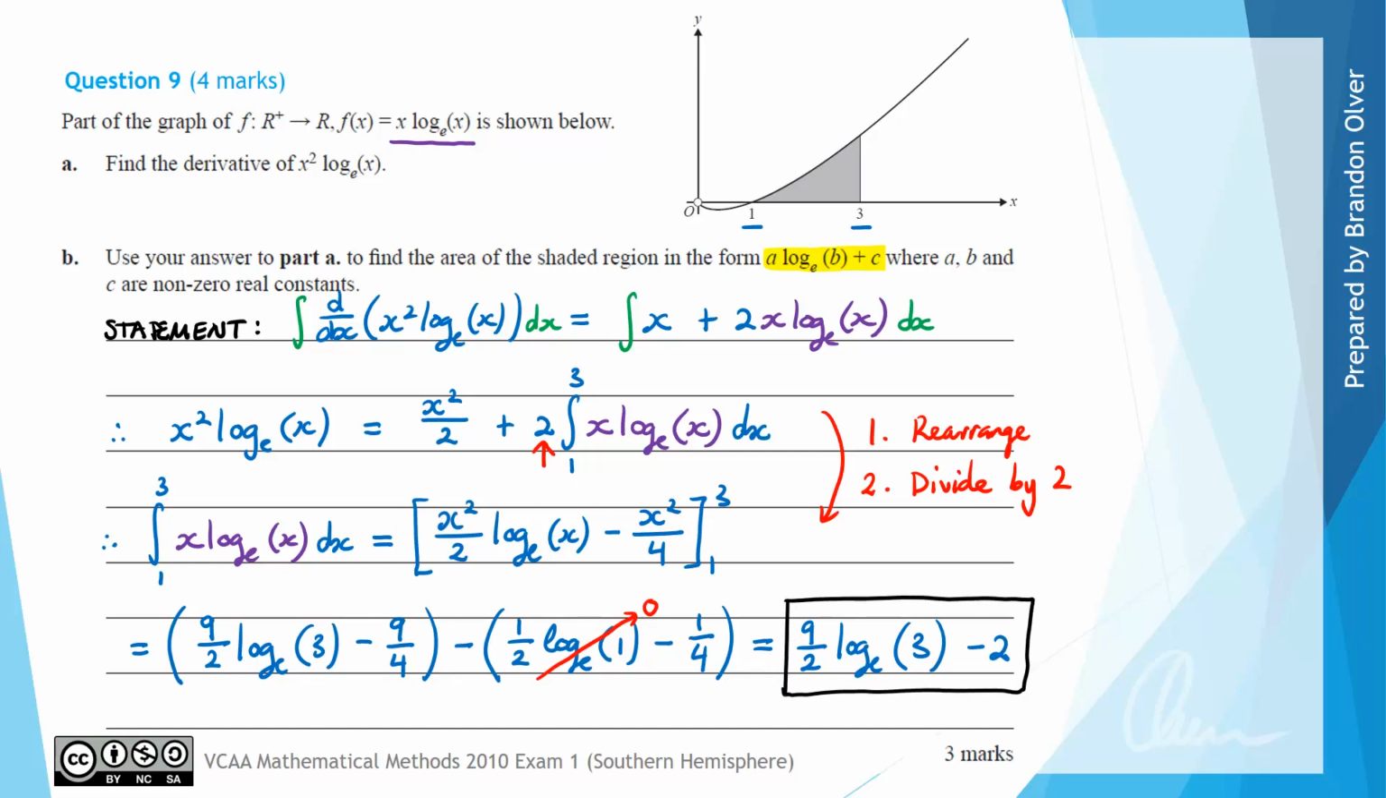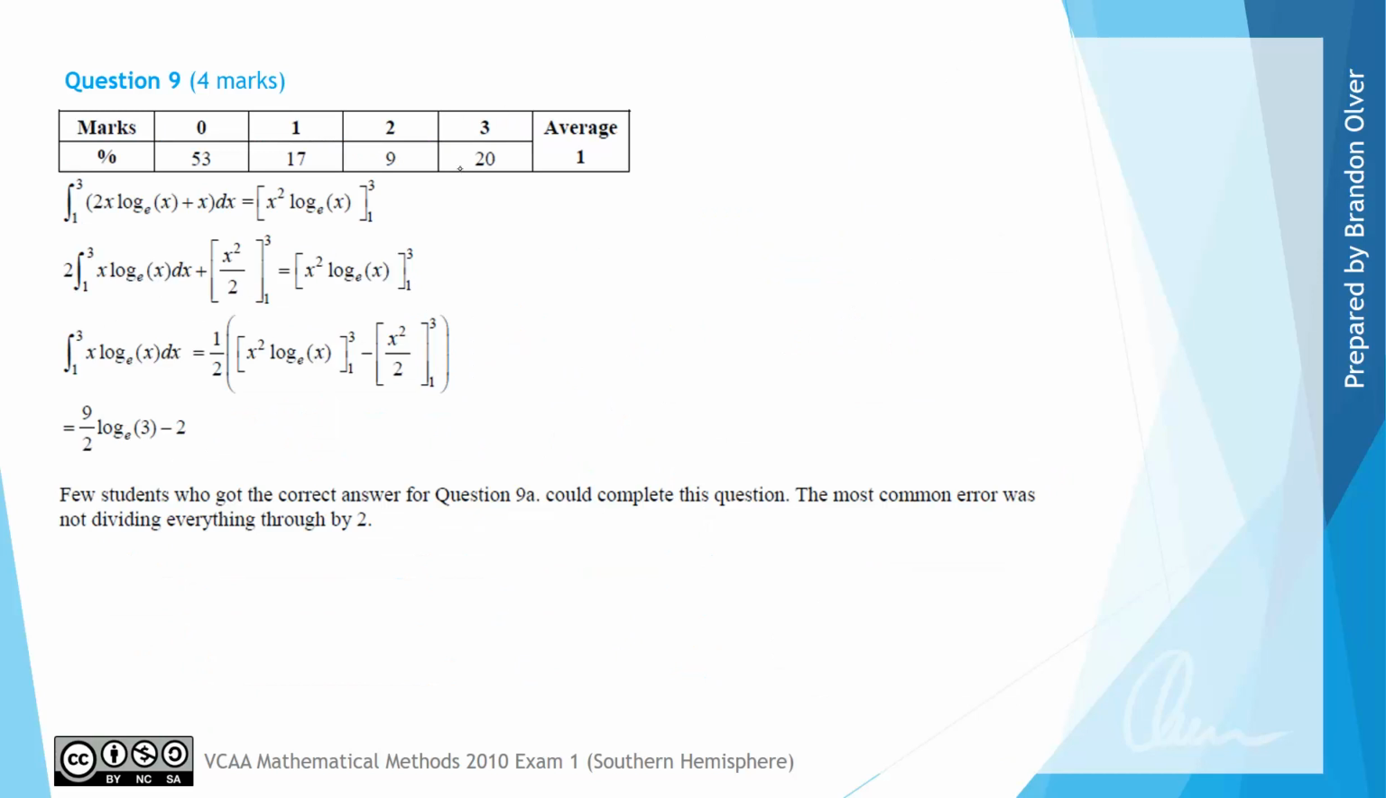From the examiner's report, we can see that 20%, or around 1 in 5 students, got this fully correct, and just over half of students got no marks for this question. They didn't even set up an integral statement that could have been considered working for this question. The examiner's report goes on to state that few students who got the correct answer for question 9a, which was quite a few students, could actually complete this question. The most common error along the way was not dividing everything through by 2, which we made a big deal of on the last slide.